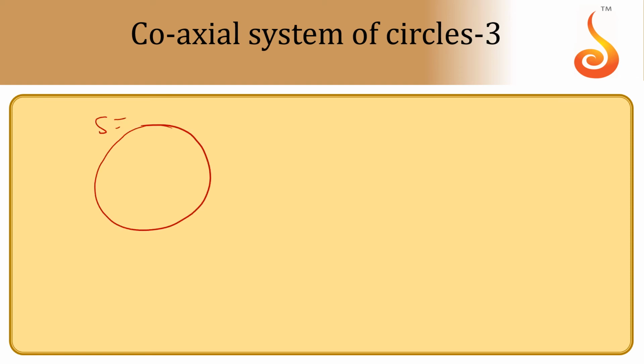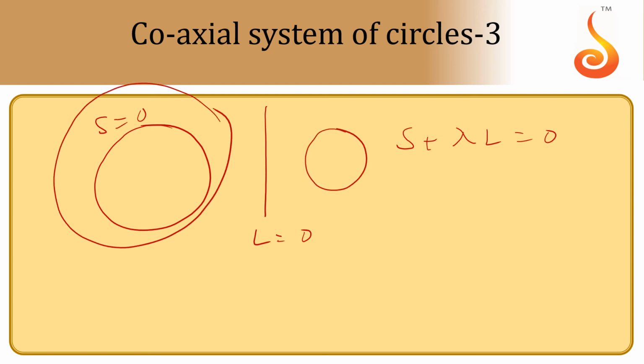If S equal to 0 is there and a line does not meet the circle, then also S plus lambda L, you know, there will be infinite circles. No circle will meet the radical axis. And one important thing here is, suppose if I take this circle and this circle, for these two also L equal to 0 is the radical axis. Don't think that for two circles the radical axis should be in the middle. So you can have circles on the same side of the radical axis also.